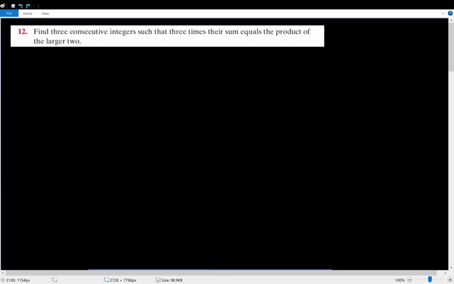So the first thing we need to do is get three consecutive integers written out in terms of one variable. If we call our first integer x, then the next consecutive integer from x is going to be x plus 1, and the next consecutive integer from that is going to be x plus 2. So they're going to be our three integers, and we just have to solve for x to find their values. So we'll just look back to this question again.